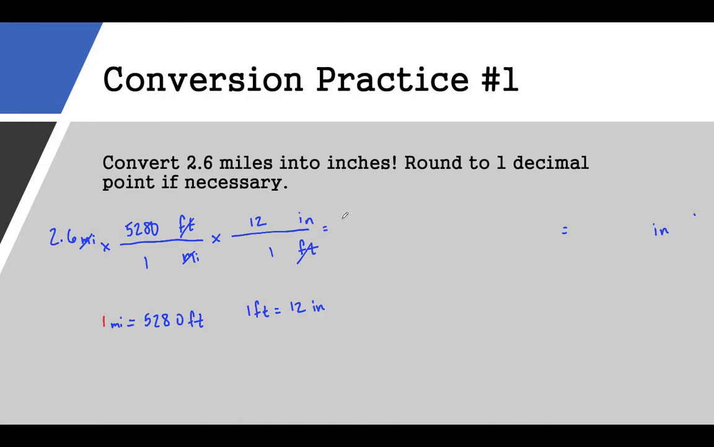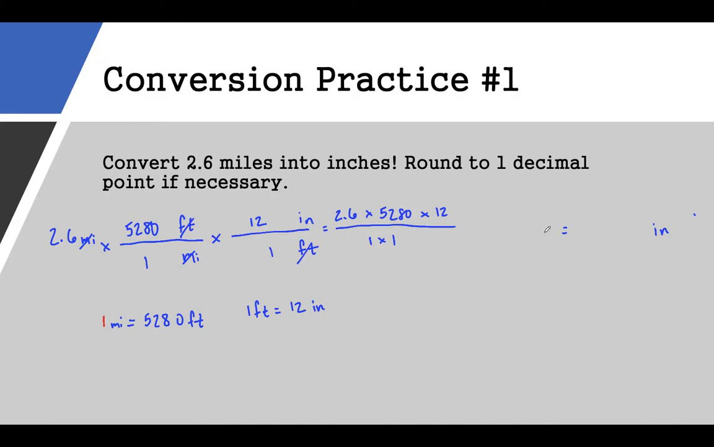For your 5th step, in order to solve, you multiply everything on the top. So I'm going to take 2.6 times 5,280 times 12. And I'm going to divide that by everything on the bottom. But thankfully here, my bottom is just 1 times 1, so I don't need to worry about my denominator. But my numerator, absolutely, let's plug it in.